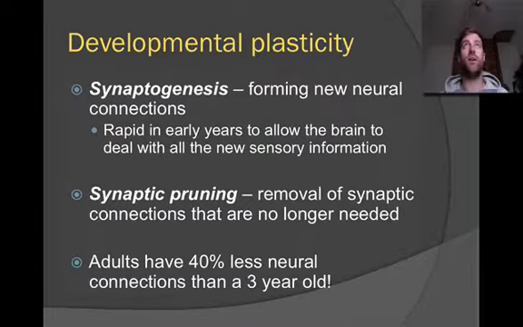So the first time the baby opens its eyes, all this light comes in. That means all the neurons have to be formed, bang, ready to go to interpret that environmental stimulus. Again, there you can see the definition of pruning, which is they cut off the stuff they don't need. And interestingly enough, adults have 40% less neural connections than a 3-year-old.